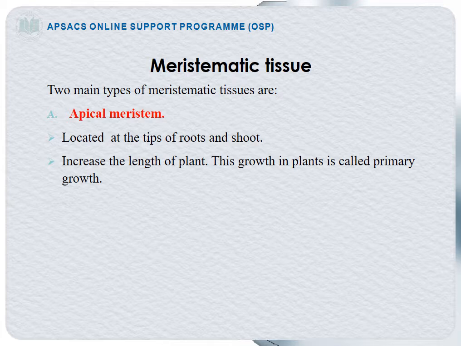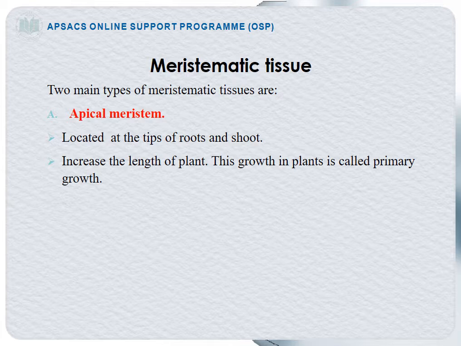So first of all we will discuss apical meristem. Apical meristem is located at the tips of root and shoot. It is further divided into root apical meristem and shoot apical meristem. Shoot apical meristem gives rise to organs like the leaves and flowers. Root apical meristem provides the meristematic cells for further root growth. Apical meristem gives rise to the primary plant body and is responsible for the extension of the root and shoots.